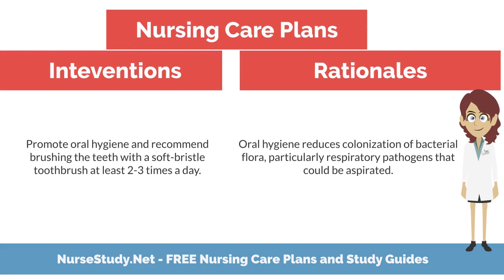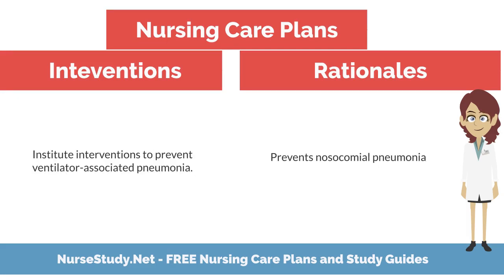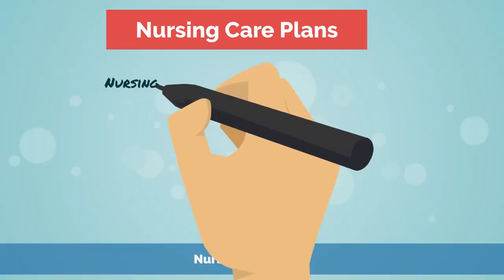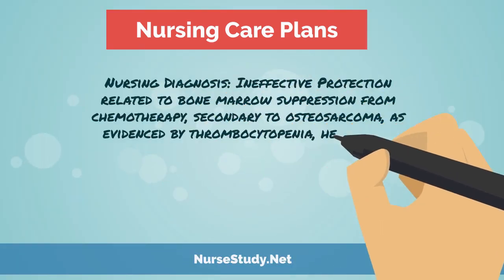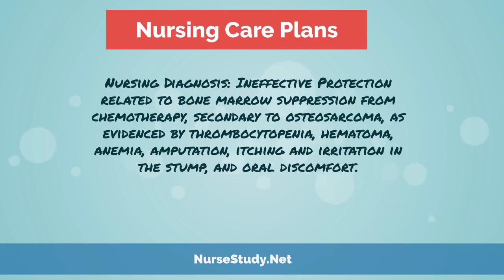Intervention: Promote oral hygiene and recommend brushing the teeth with a soft bristle toothbrush at least 2 to 3 times a day. Rationale: Oral hygiene reduces colonization of bacterial flora, particularly respiratory pathogens, that could be aspirated. Intervention: Institute interventions to prevent ventilator-associated pneumonia. Rationale: Prevents nosocomial pneumonia.